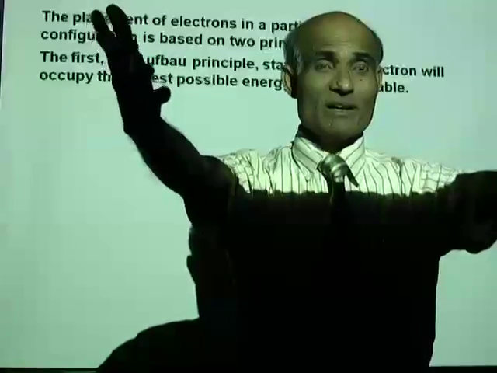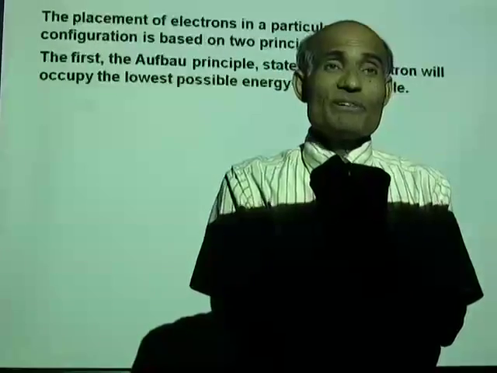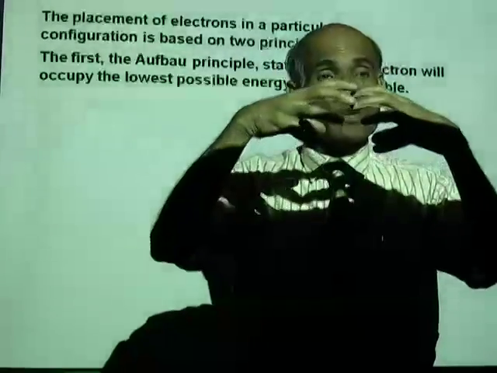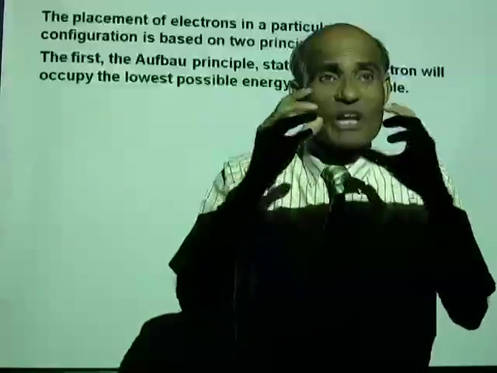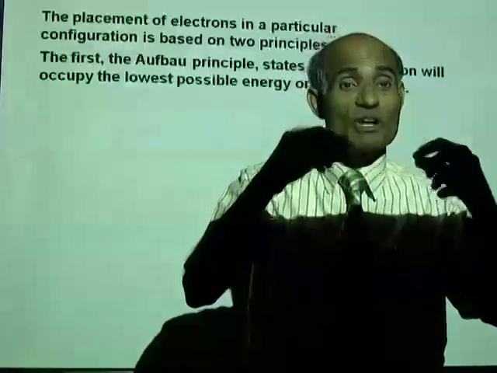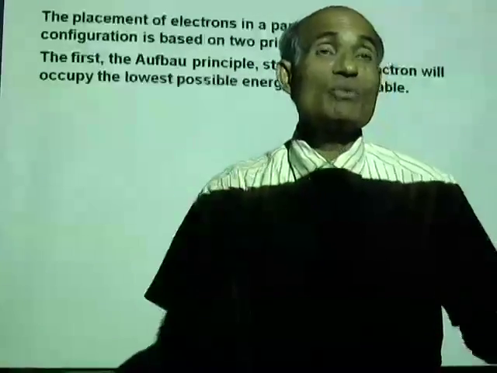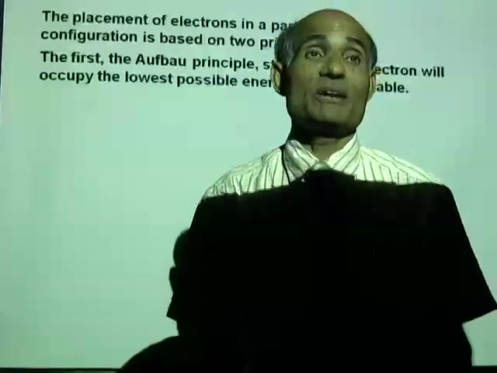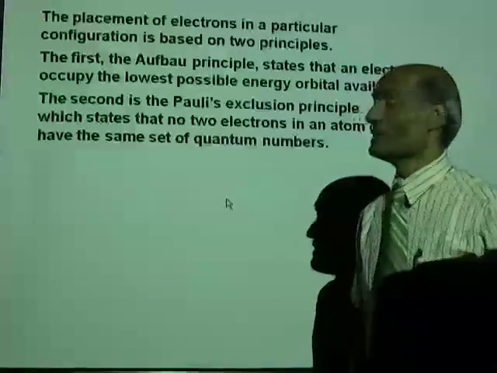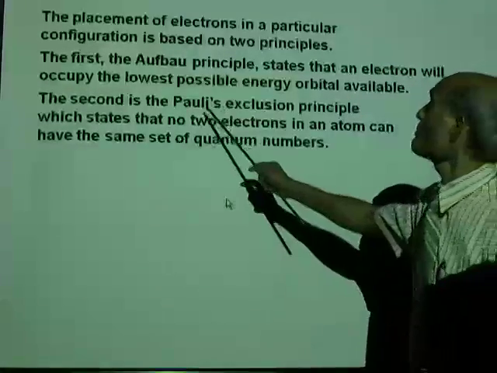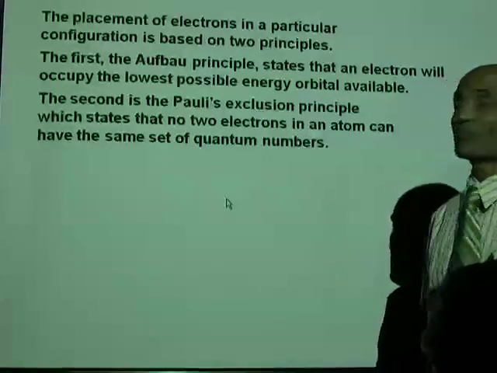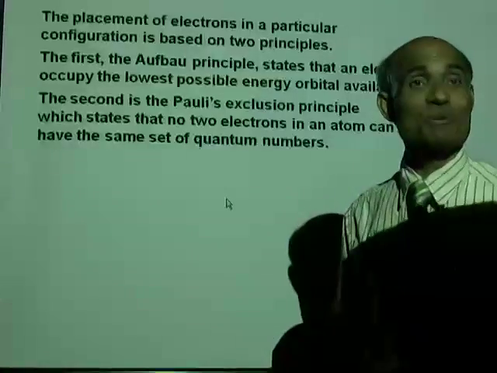You all do that. In an atom, that's not allowed. Electrons will occupy the lowest energy level, which is closer to the nucleus, first, and then systematically fill the levels that are outside. That is the first principle. The second principle is called the Pauli's exclusion principle. That's a very important principle.